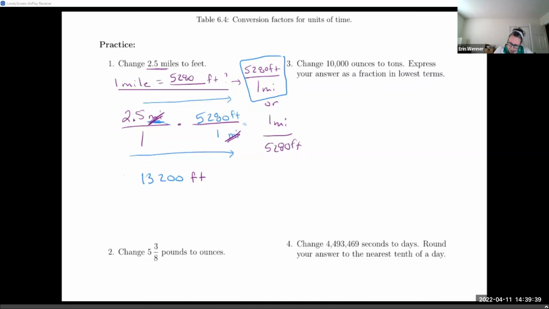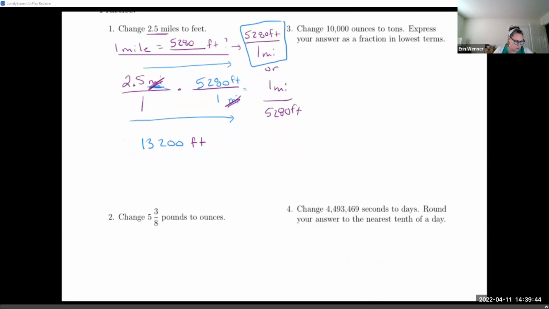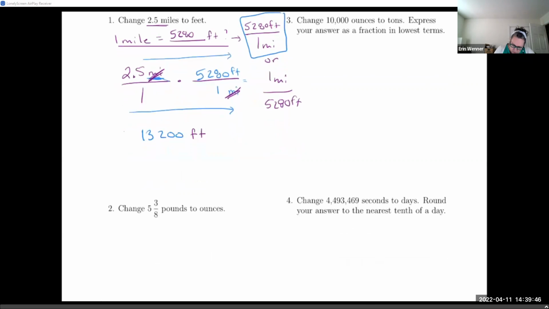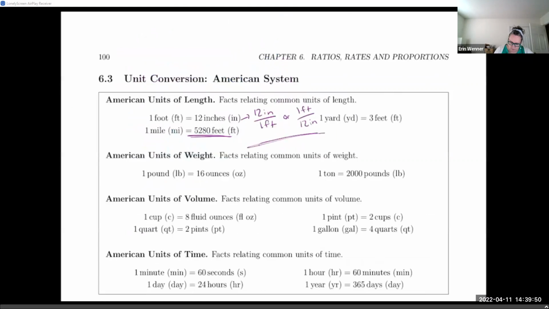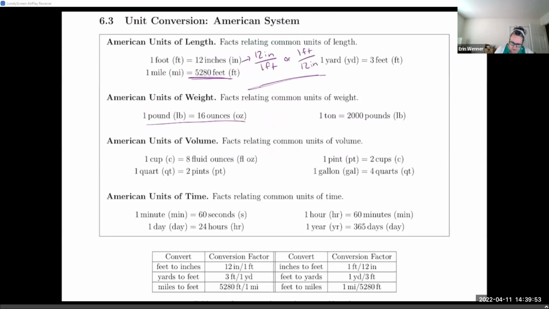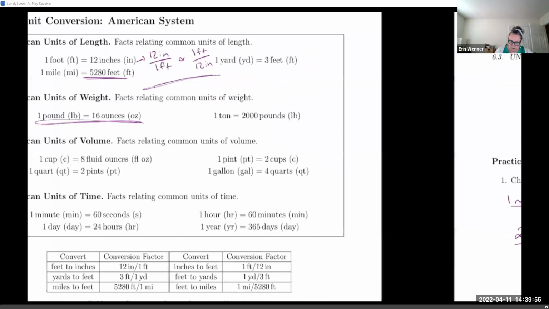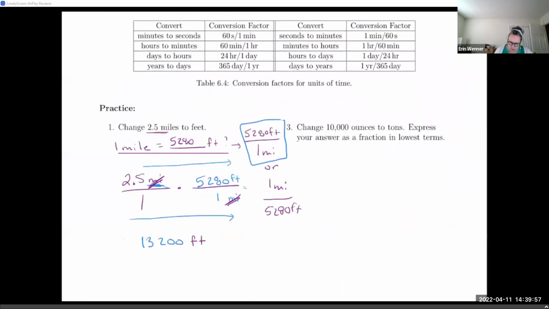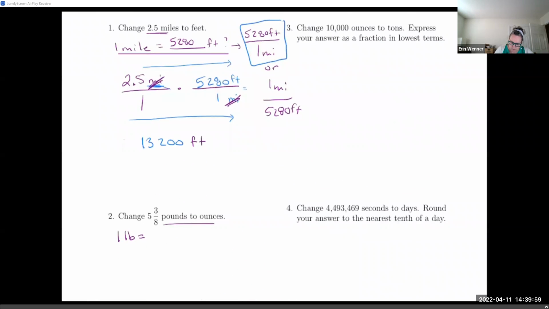So for number 2, we've got 5 3/8 pounds. So first of all, 1 pound, we look on our previous page, 1 pound is 16 ounces. And we know that it wants us to convert pounds to ounces. So 1 pound equals 16 ounces. So we're going to take 5 3/8 pounds and convert it to ounces.